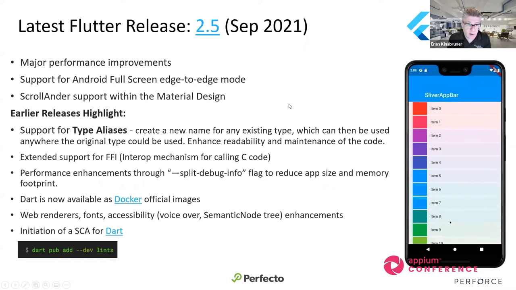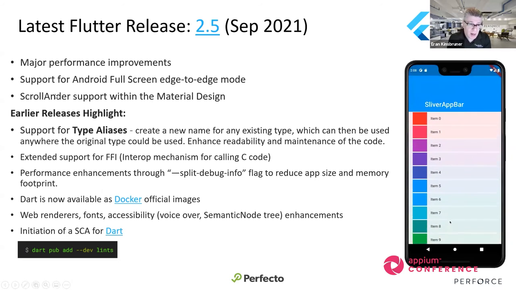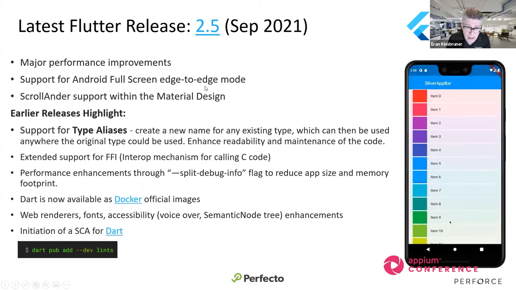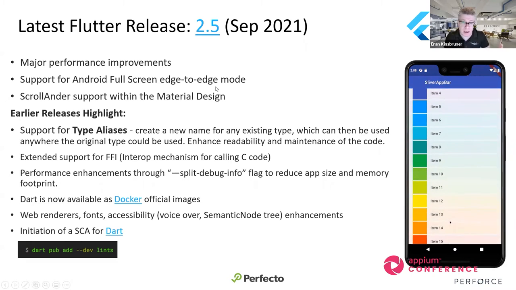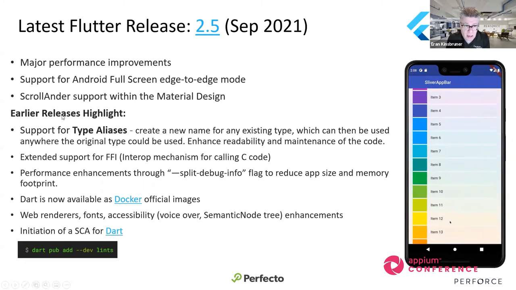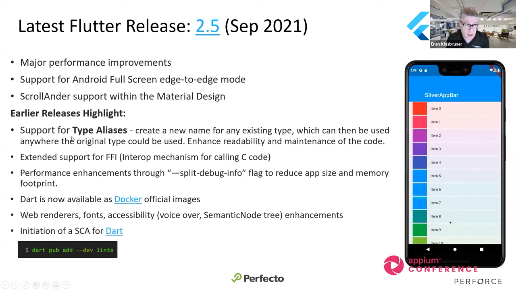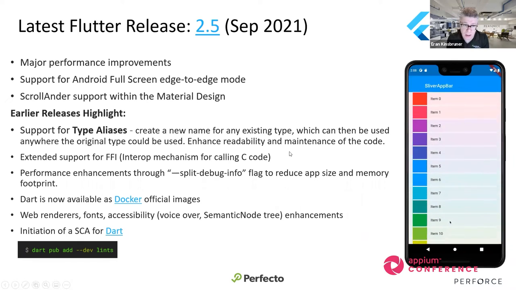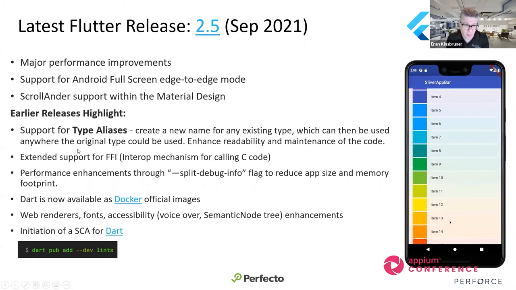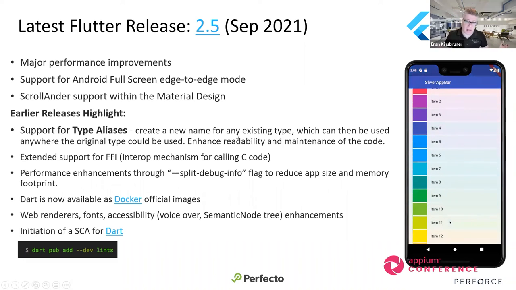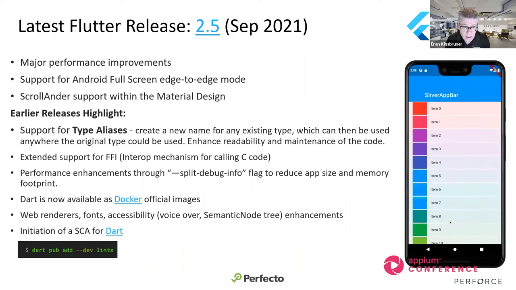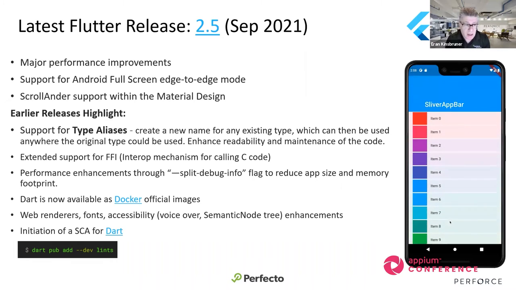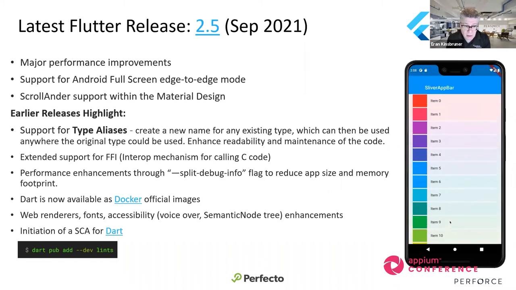So obviously there are major performance improvements, everyone is doing that, but there is also support for Android full screen edge-to-edge mode, so you can build an application and utilize the entire Android full screen capabilities. You can see this GIF example. That's the scroll under support within Material Design, also introduced in a recent Flutter release. Just a few months ago came type aliases: you can create a new name for any existing type and use it anywhere in the original application.